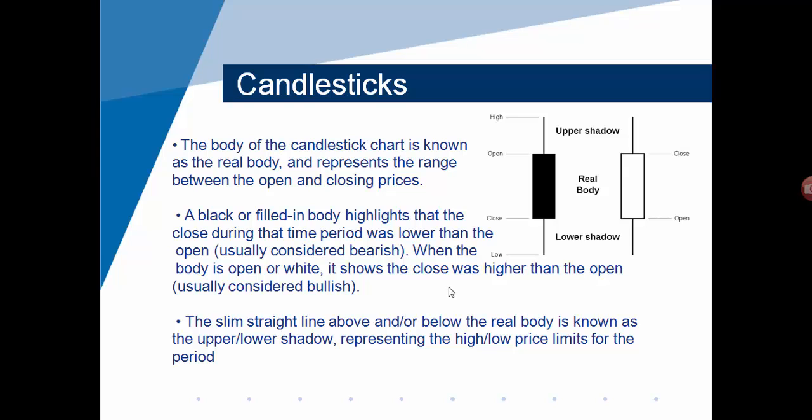When the body is open or white, it shows the close was higher than the opening. So in the white candle here, we have the open and price rallied upwards. So bulls pushed price upwards and closed here. The slim straight lines above and below the real body are known as the upper or lower shadows or wicks, which represent the high and low price limit for that time period.